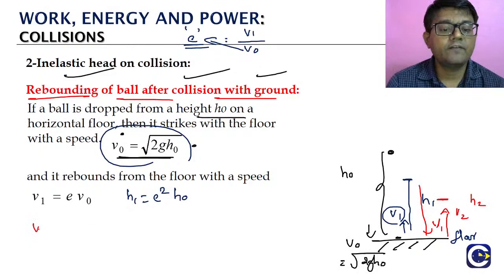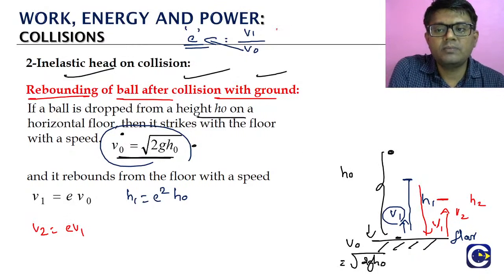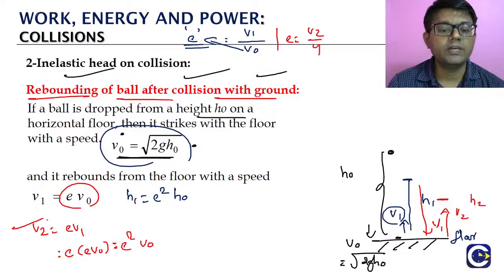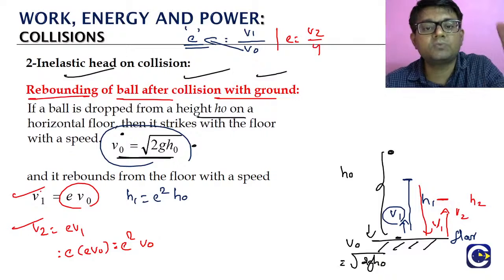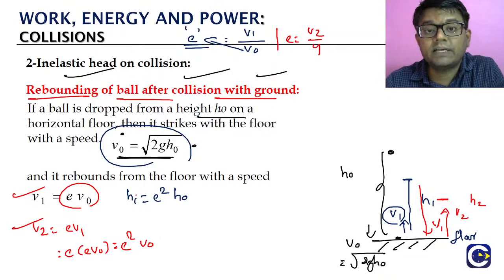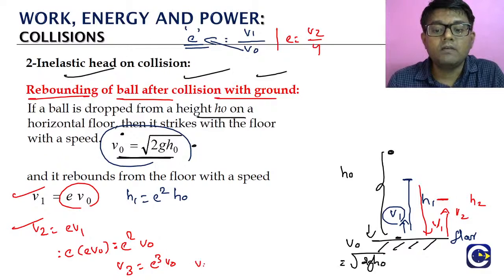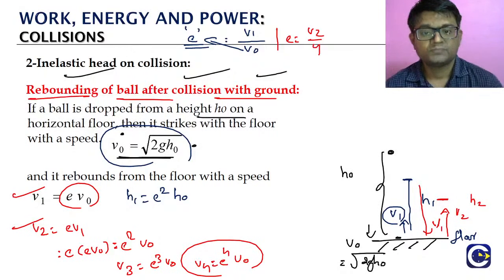So again same thing. v2 will be equal to e times v1. Now the relation we have is e equal to v2 by v1. So v2 is equal to e times v1, which means e times e v0, that is e square into v0. So velocity after the first collision is e into v0. Velocity after the second collision is e square into v0. If you extend it, velocity after the third collision will be e cube into v0. Velocity after the fourth collision will be e power 4 into v0, like that. It keeps on going.